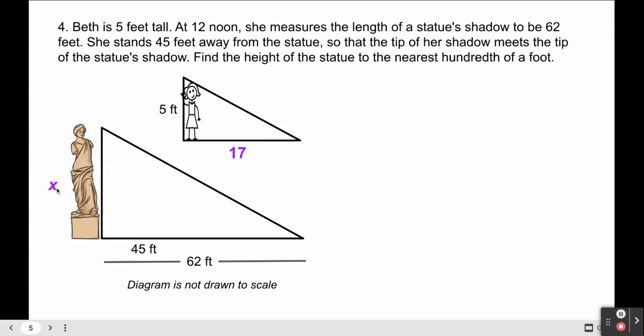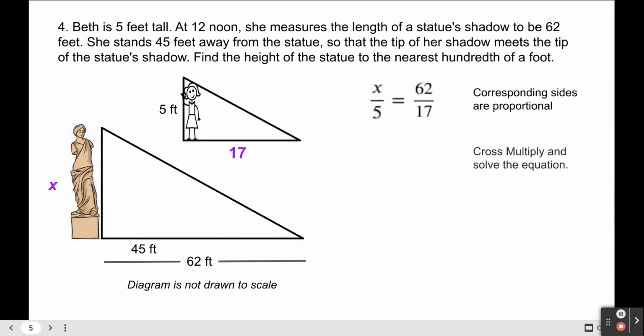So the height of the statue x is going to correspond to the 5, the height of the person. So that is our first ratio, and that is going to equal, go back to the shadow, 62 feet for that full length of the shadow, corresponds to the 17 that we just found. So this is the proportion that we would need to solve to find the height of the statue. Of course, cross multiply, so we get 17x equals 5 times 62 is 310. So 17x equals 310, and we divide by 17.